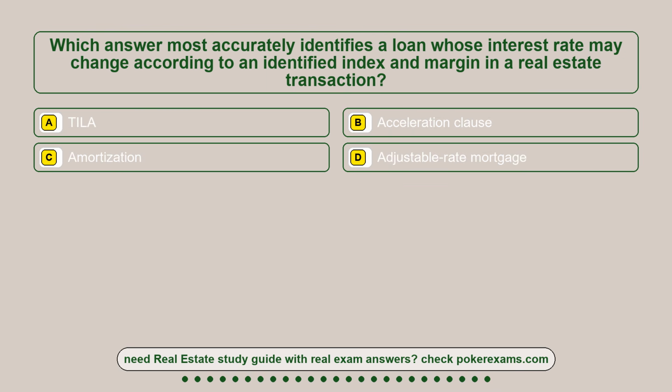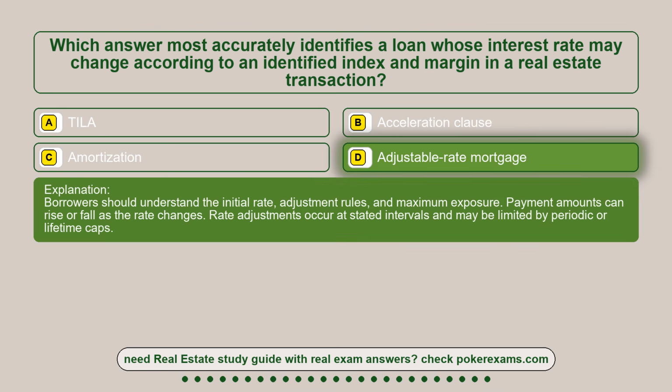Question 11. Which answer most accurately identifies a loan whose interest rate may change according to an identified index and margin in a real estate transaction? Option A, TILA. Option B, acceleration clause. Option C, amortization. Option D, adjustable-rate mortgage. The correct answer is option D, adjustable-rate mortgage.